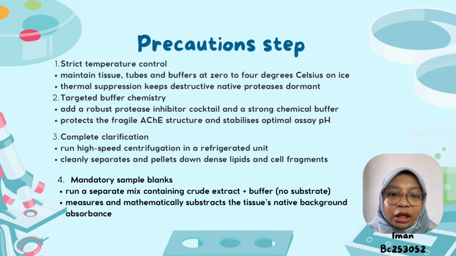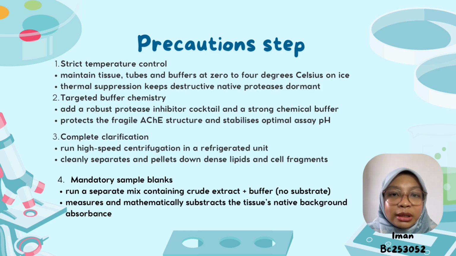Number 2 is targeted buffer chemistry. Our extraction buffer must be reinforced with a robust protease inhibitor cocktail to protect the enzyme structure, alongside a strong chemical buffer to stabilize the optimal pH. Number 3 is complete clarification. High-speed centrifugation in a refrigerated unit is mandatory to cleanly separate and pellet down the dense lipid and cellular fragments, leaving us with a clearer working sample.